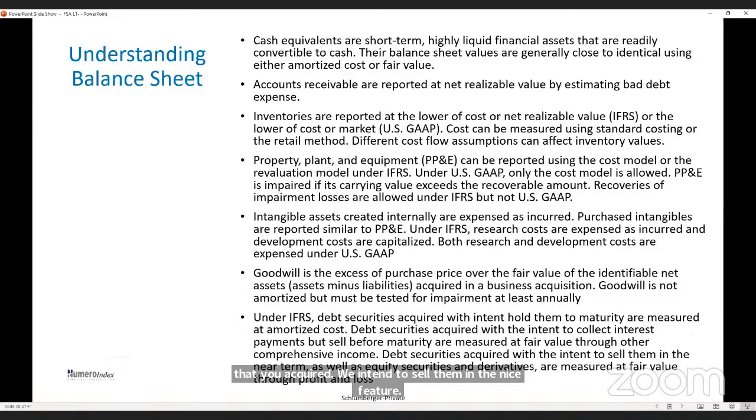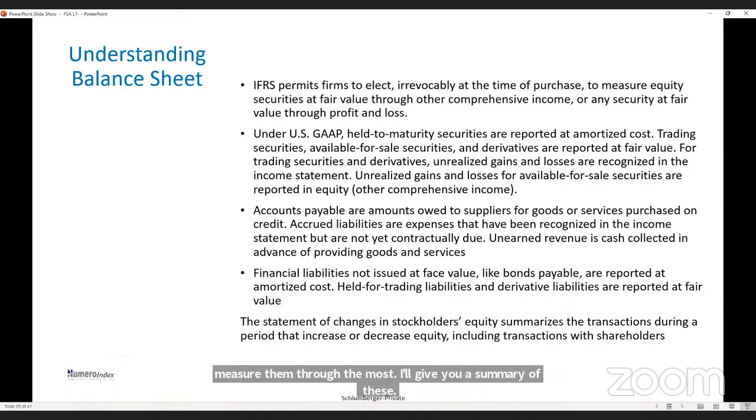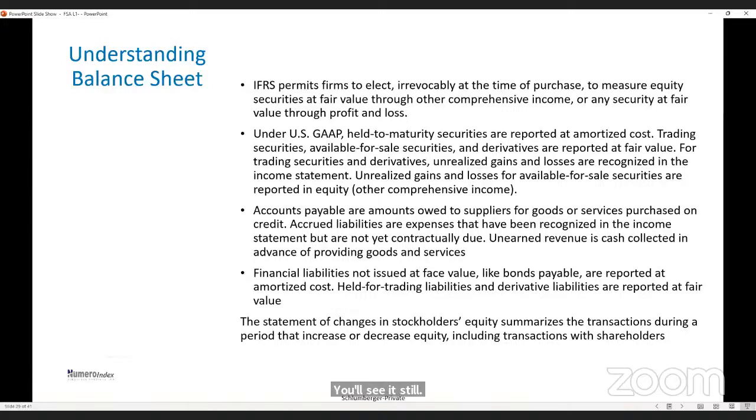I'll give you a summary of this financial instrument. You will see a table. When you get to level 2, we will teach you about this financial asset in depth, right?